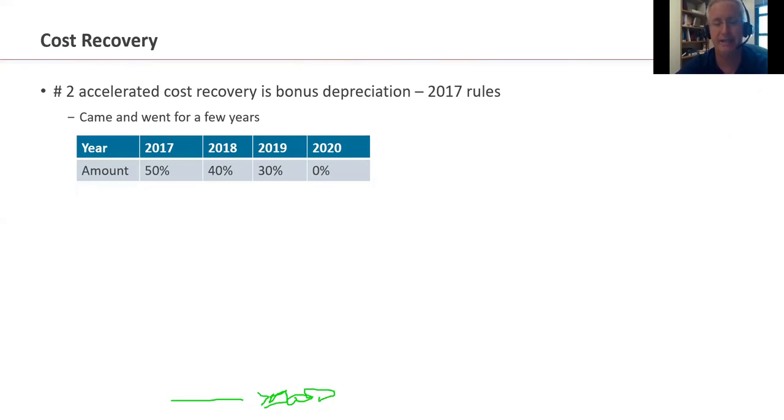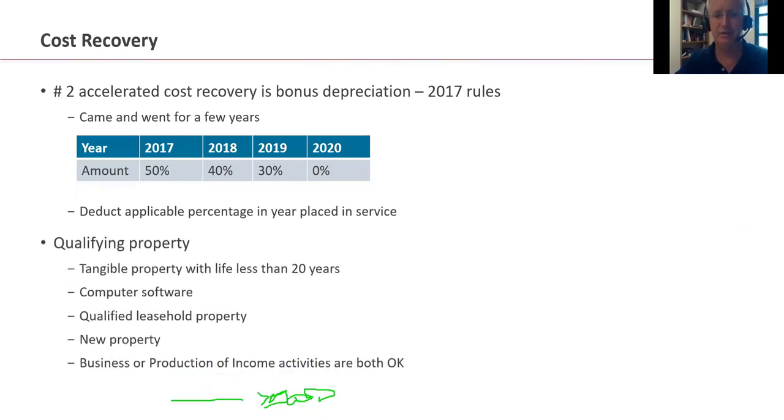So the old table, the rules in 2017, said if you place it in service in 2017, you can deduct half of its cost. If you placed some other asset in service in 2018, you could deduct 40% of its cost in the year you placed it in service, then 30%, then zero. So we had this bonus depreciation, that super accelerated depreciation, but it was phasing out over time. The idea is, hopefully we will have worked out of our financial situation by then and it should be fine. So those were around in 2017, but then we got to the new rules.